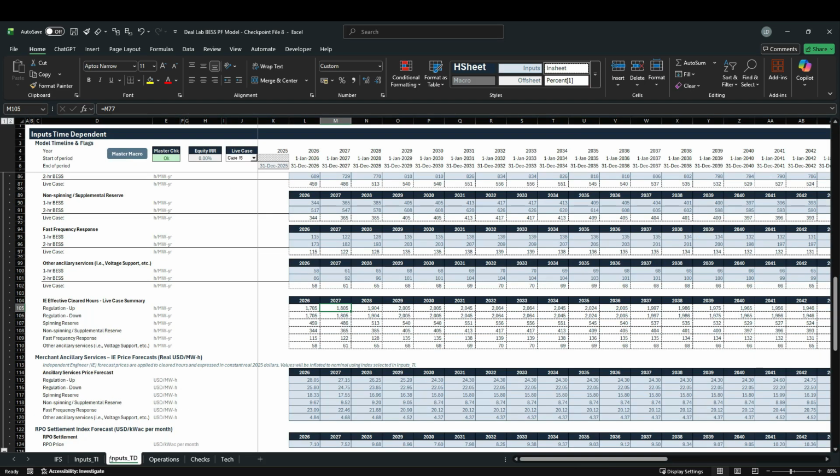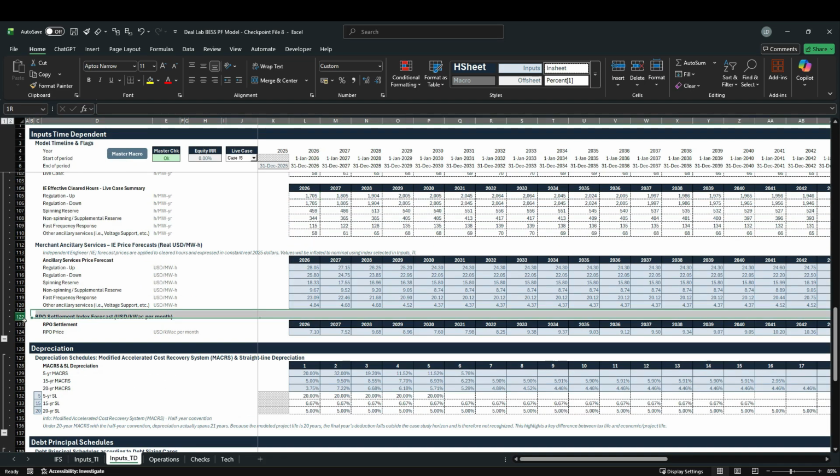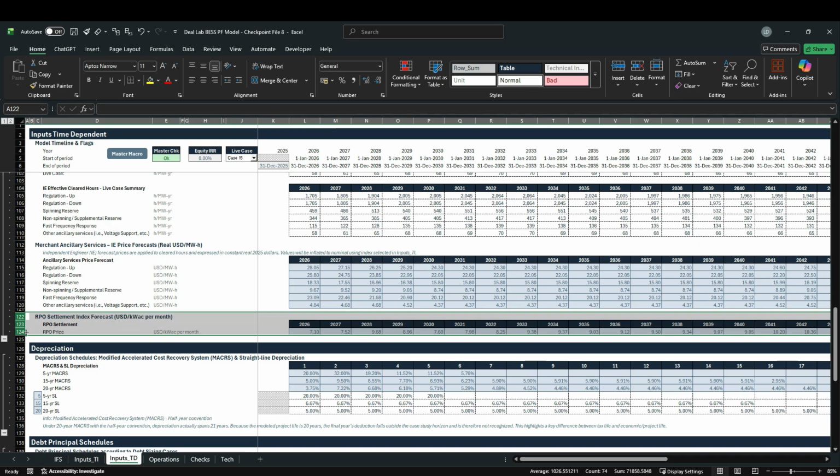On the inputs time dependent sheet, the RPO is very simple. We only need one time series input, the RPO settlement index forecast. This is a projected index price per kilowatt month that comes from the independent market price consultant. In reality, this index is usually some average of market prices over the settlement period, and is often only a close proxy to what the project will actually generate in revenues. In the model, we just take this forecast curve and use it to compute any payouts the project would receive under the option at each settlement period.